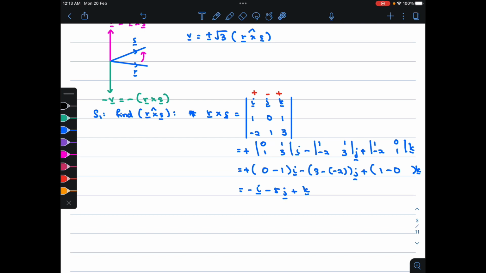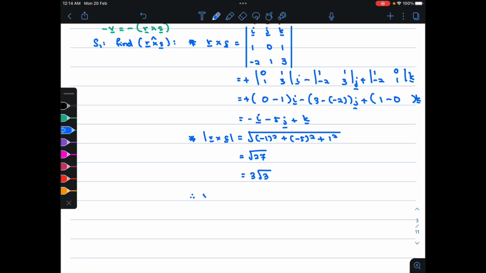Next, we need to find the magnitude of R cross S. And therefore, now we can use the formula to find the unit vector, which is the vector product divided by its magnitude.